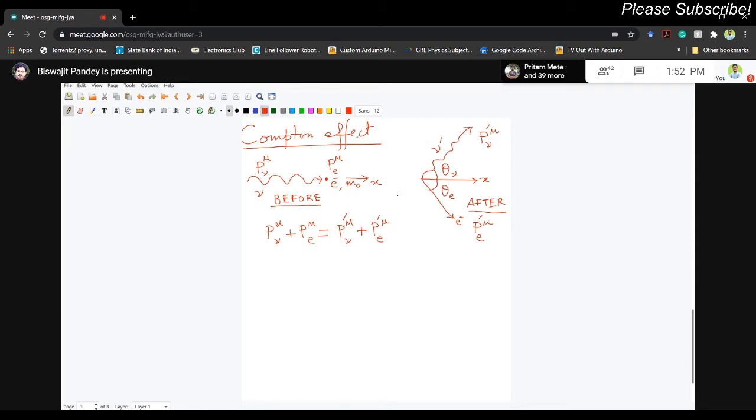As I told you, it doesn't matter whether you are working in the center of momentum frame, the rest frame of the particle, or the lab frame. Whichever frame you go to, the norm of the 4 vector, the length of the 4 vector, doesn't change. So it will be my choice. I will calculate the quantities in the frame where I find it easier to calculate.